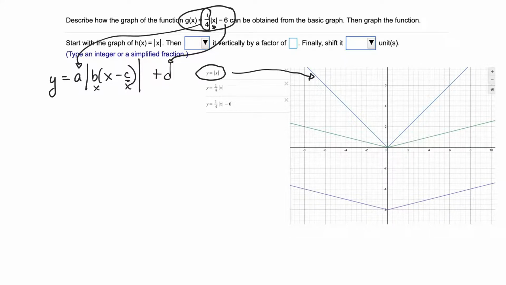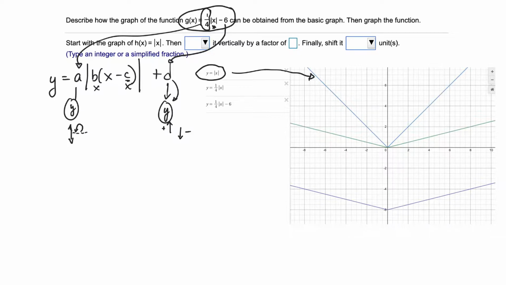So now you need to know what all of those do. So a affects y values, and d affects y values. a is the squish or stretch guy, and it also will flip the graph over. It'll flip it over on the x-axis. This d value, what it does is move things up or down. So if it's a positive value, it goes up. If it's a negative value, it goes down.